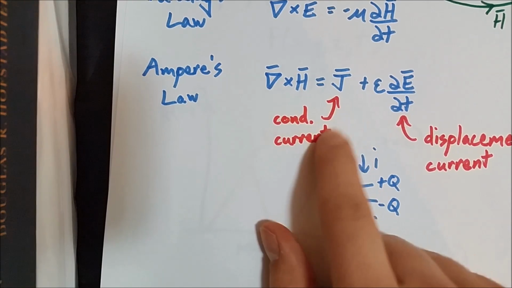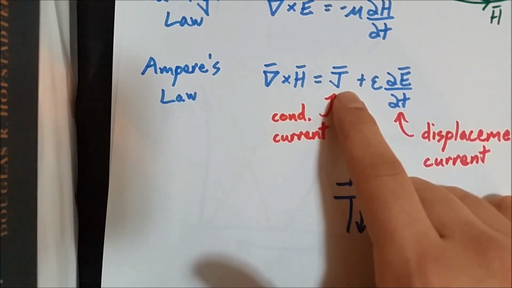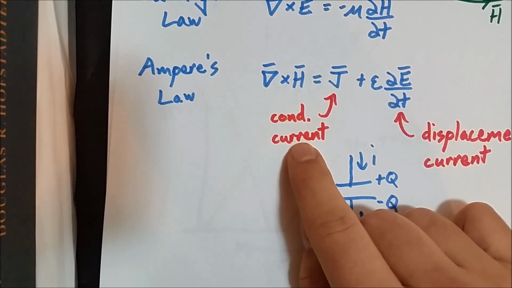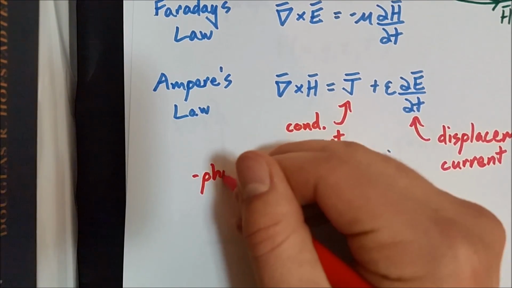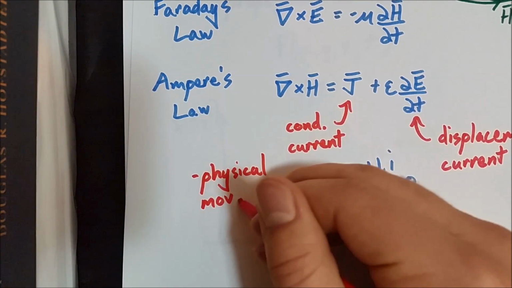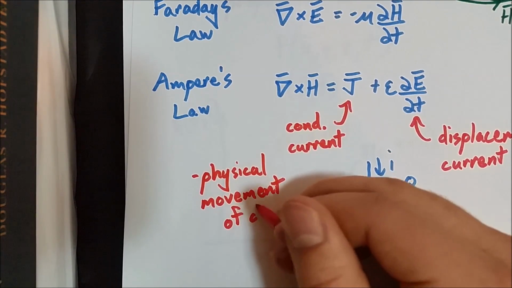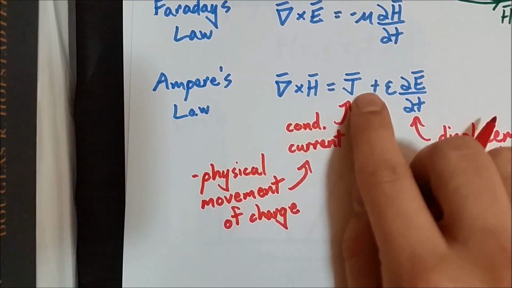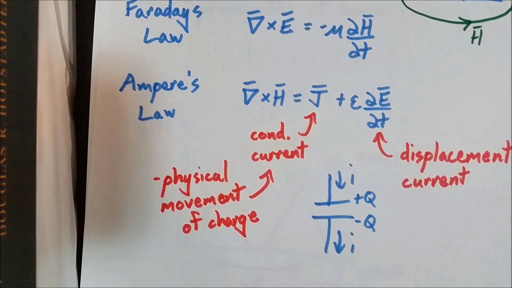We have J, which is a conduction current. This is your standard current. If you think of a wire carrying electricity, it's a physical movement of charge. So we have here the physical movement of charge. That is the conduction current. And then we have here this term with the changing electric field.